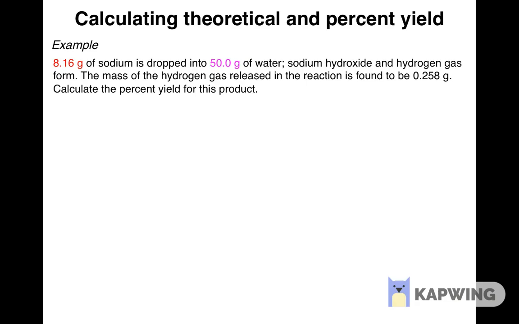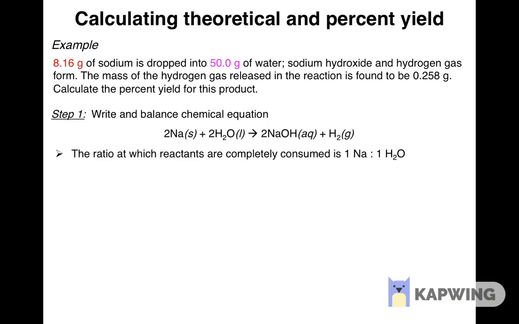Consider the following balanced chemical equation. 2 solid sodium plus 2 liquid water forms 2 sodium hydroxide in aqueous solution plus hydrogen gas. Let's say that after 18.16 grams of sodium was placed in 50.0 grams of water, 0.258 grams of hydrogen gas was collected. We want to find the theoretical yield and percent yield of hydrogen gas.